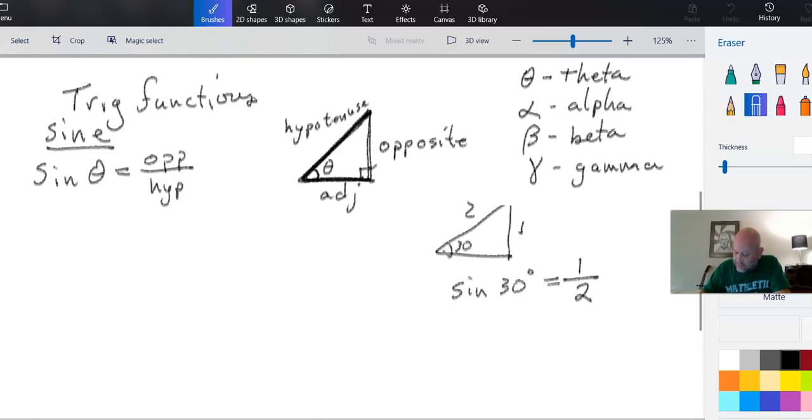Let's go ahead and get rid of that. Hey, come on now. That's a very accurate eraser.